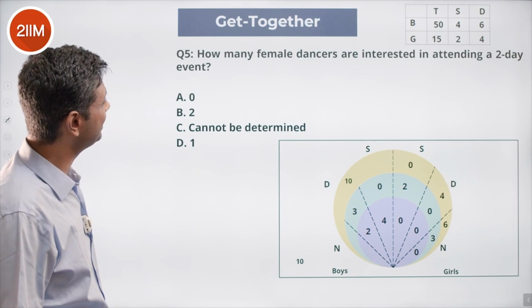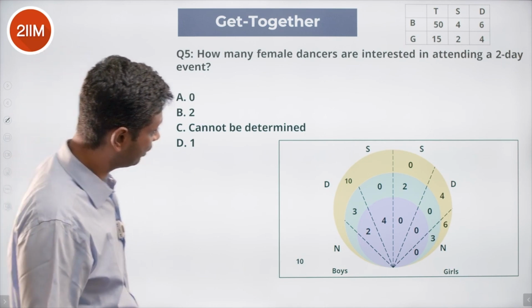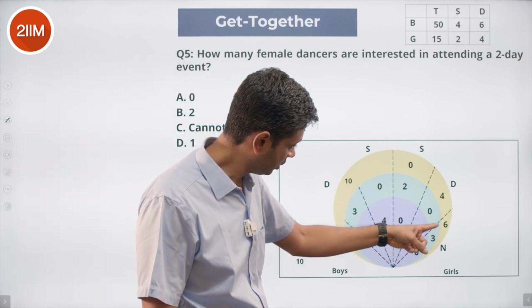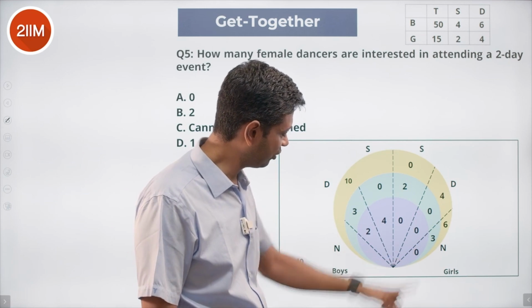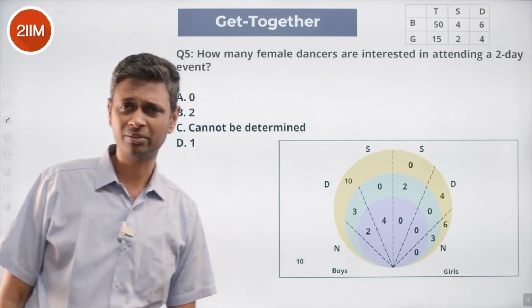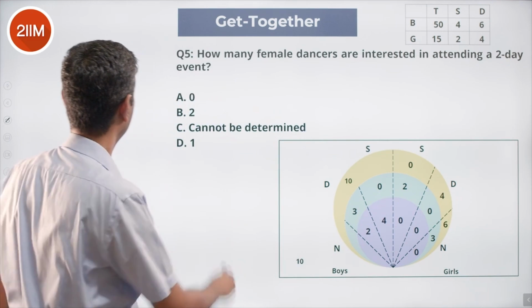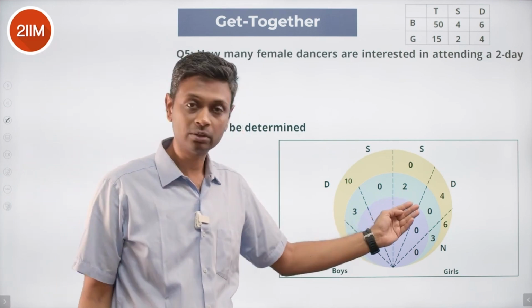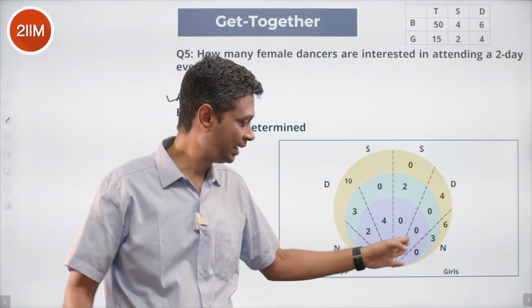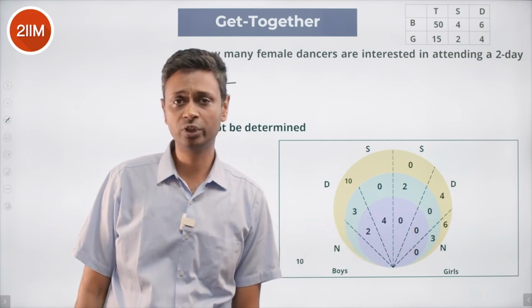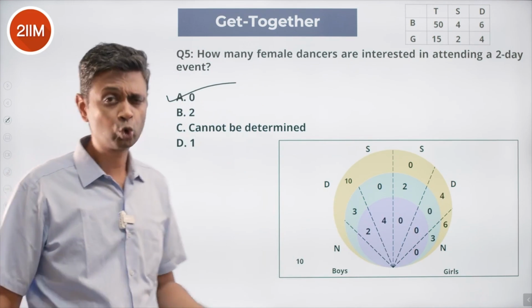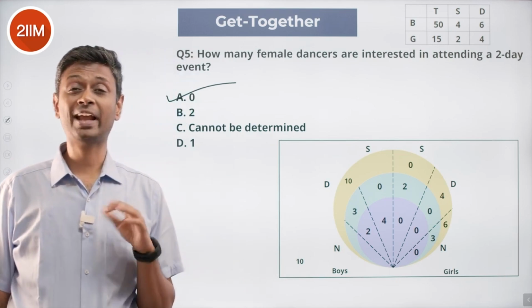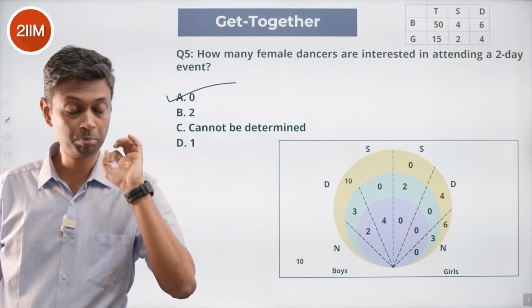How many female dancers are interested in attending a 2-day event? 2-day event, this, including this, female dancers, 0, 0 for sure. We know that's 0, 0 for sure, done. 3-day event and 2-day event, 2-day only, 2-day but not 3-day, and 3-day. This whole thing is 0, 0, 0, 0 totally. Lovely set, super challenging, even though the solution kind of looks doable, super tough in an exam context.